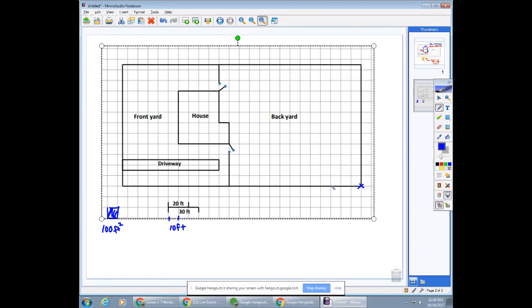So 1, 2, 3, 4, 5. 1, 2, 3, 4, 5. 1, 2, 3, 4, 5. 1, 2, 3, 4, 5. 1, 2, 3.5. So remember, each one of those is 10. So here, that's really 50, 100, 150, 200, 210, 220, 230, and a half of one must be 235. So I'm pretty sure the width of this lot is 235 feet.